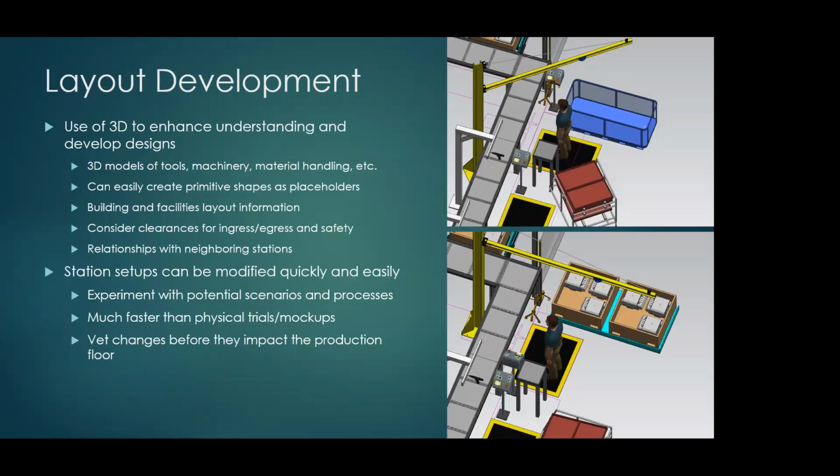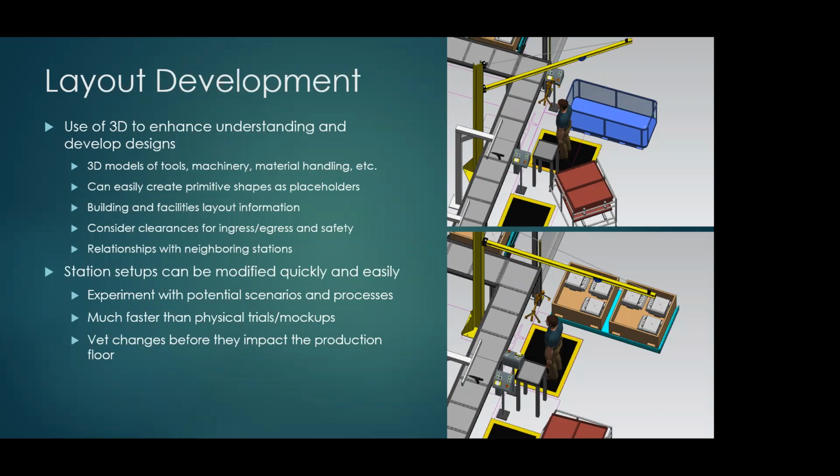So for this kind of layout development, we would bring in 3D models of, again, anything that would be present on the plant floor, right? So tools, machinery, material handling items, platforms, ergo mats, tables, whatever may be present physically. If we don't have access to everything that we would need in a particular workstation or cell, we can very easily create primitive shapes in Process Simulate as placeholders, until we can get that information. So I think that's really powerful and helpful to sketch out designs and play around with different scenarios.